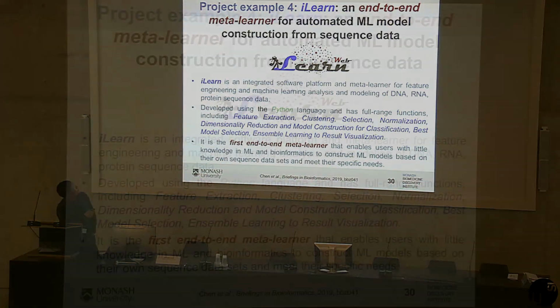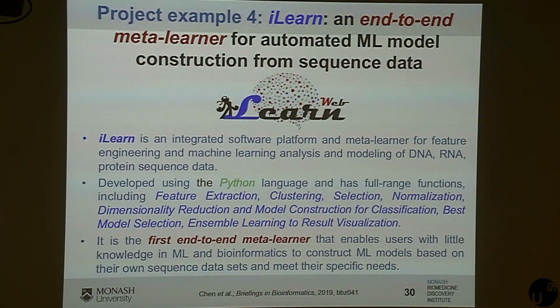The final project example is iLearn. iLearn is our most recently developed bioinformatics package. It's considered an end-to-end meta-learner for automated machine learning model construction from heterogeneous sequence data. Here, the sequence data means DNA sequence, RNA sequence, or protein sequence, or peptide sequence. So at least 3 different types of sequences.